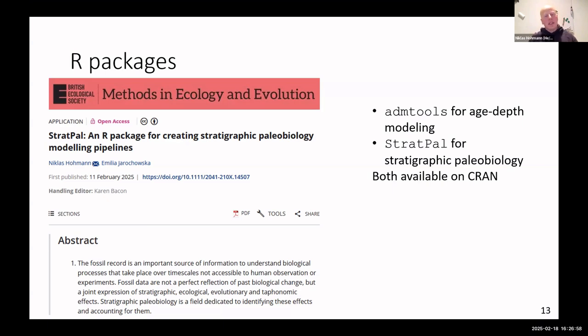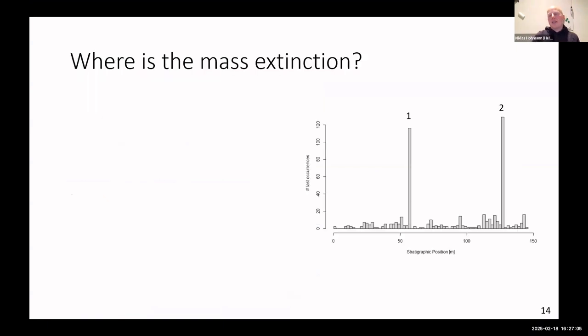And just to show off this software a little bit, I just want to show you a little example. So this is a plot that I just made 10 minutes before the talk actually started. These are the number of last occurrences, so the last time you find a species, versus a stratigraphic position in the simulated Carbonate platform that I showed you. Now the question to the audience is, where is the mass extinction? Is it at 1 or is it at 2? Just type your answers in the chat, please.